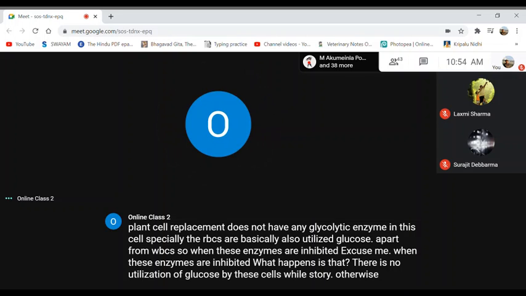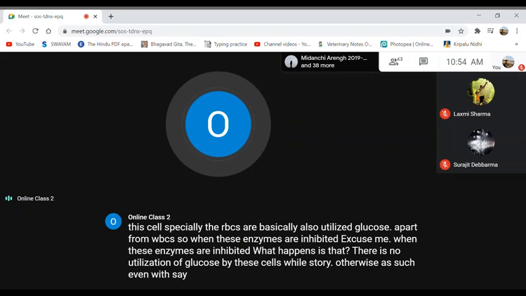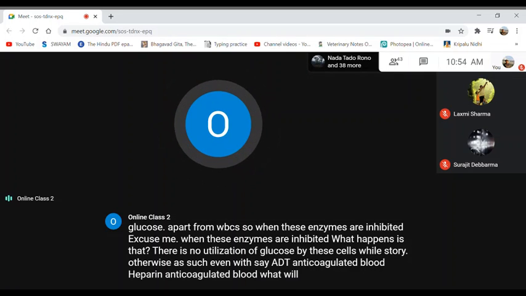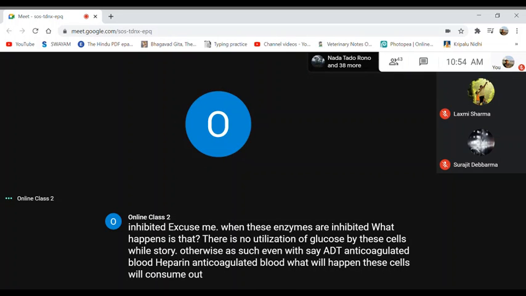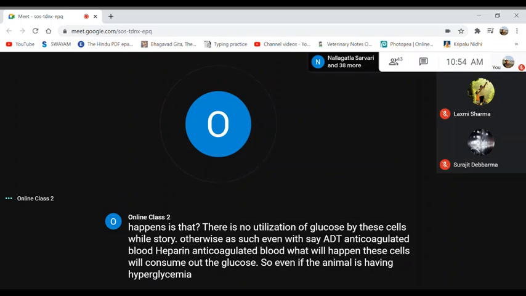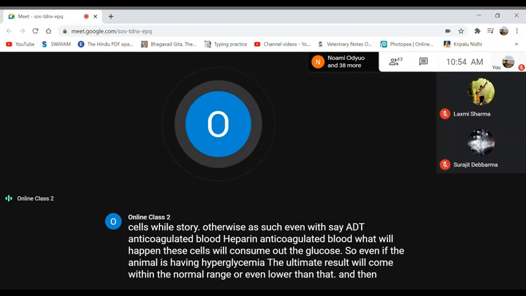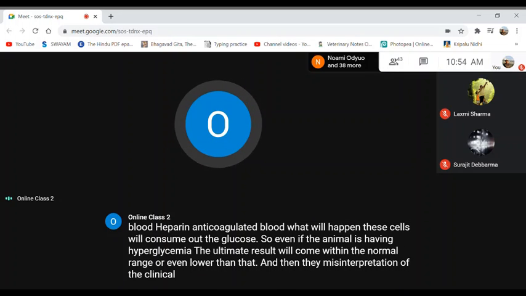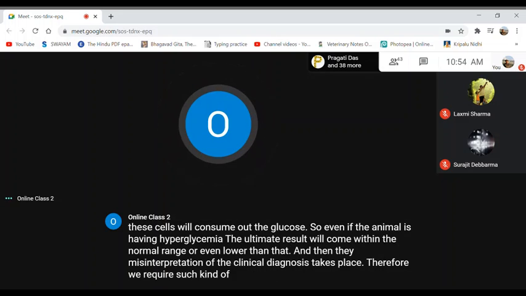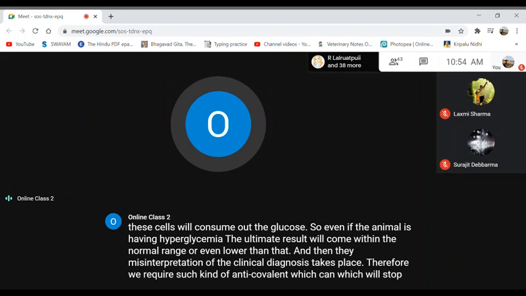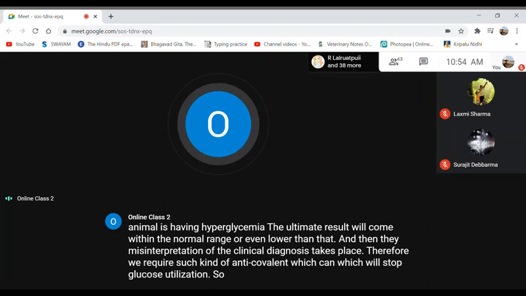Otherwise, even with EDTA anticoagulated blood or heparin anticoagulated blood, what will happen? These cells will consume the glucose. So even if the animal is having hyperglycemia, the ultimate result will come within the normal range or even lower than that, and then misinterpretation of the clinical diagnosis takes place. Therefore, we require an anticoagulant which will stop glucose utilization. So sodium fluoride is this.